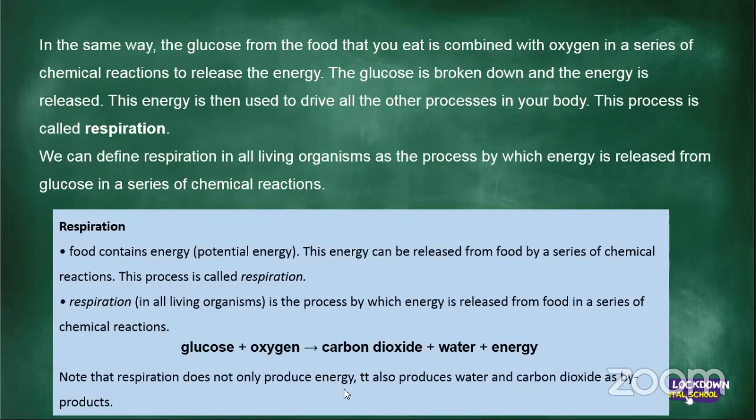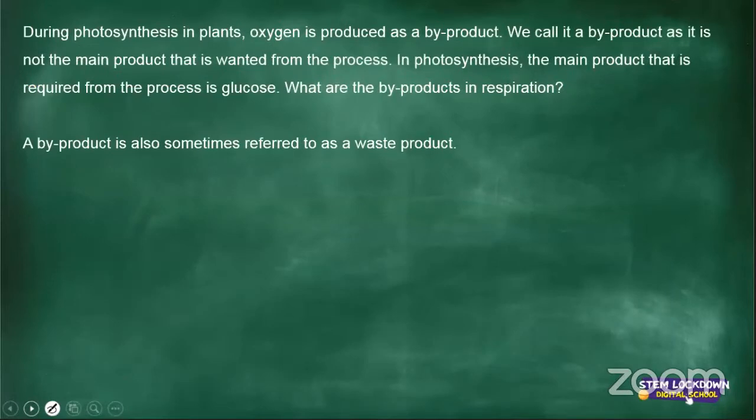Now, respiration does not produce energy. Okay, now energy would be the byproduct. It produces water and carbon dioxide as byproducts as well. Now, during photosynthesis in plants, oxygen is produced as a byproduct. Okay, now in photosynthesis, the main thing that we wanted to do was to produce food, but the byproduct was oxygen, which is what we basically need to survive. And the main product we wanted in the process of photosynthesis was to produce food. It was glucose.